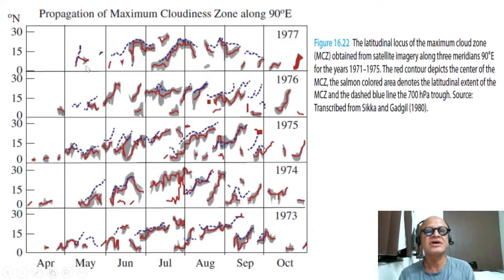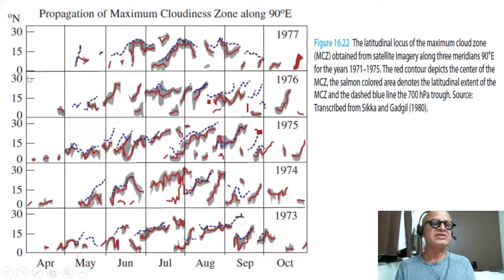So here is the same thing shown for different years: 73, 74, 75, 76, and 77. 72-73 was actually a fairly strong El Nino, but in this figure it's not easy to see that. In fact, the relation of ENSO with the intraseasonal timescale is also not that clear.